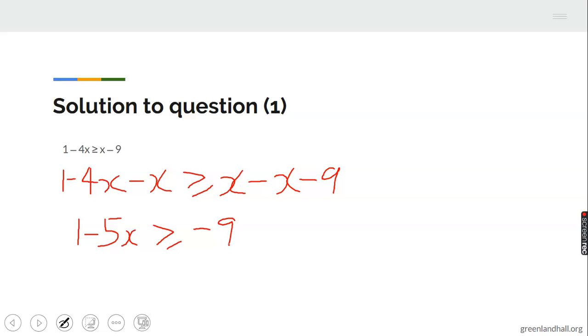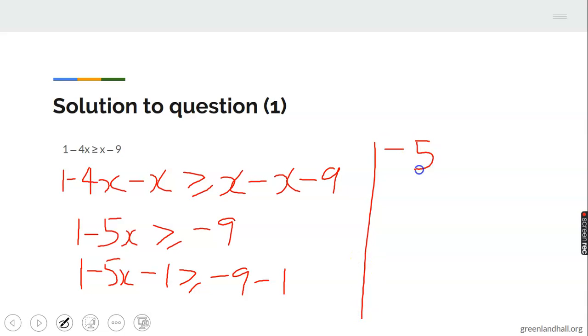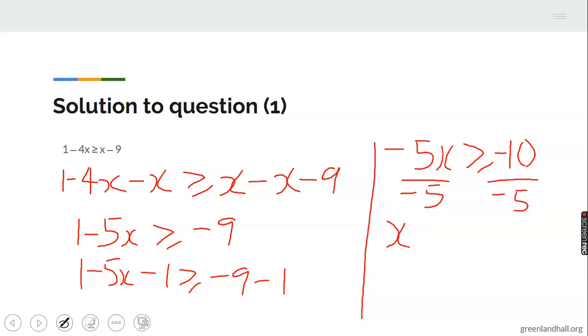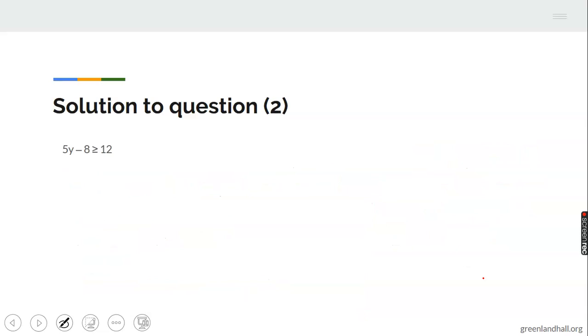So subtract 1 from both sides. You will have 1 minus 5x minus 1 greater or equals minus 9 minus 1. And this will give us minus 5x greater or equals minus 9 minus 1 will give us minus 10. So divide both sides by minus 5 since you are looking for x. Since you are dividing by a negative, it will change the inequality sign to less than or equal to 2. So that will be your answer. That is for question 1.